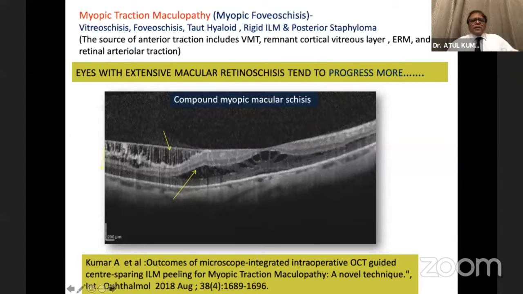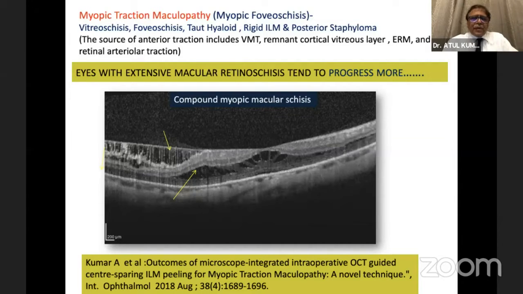I'll talk about one of the entities which we were probably missing out before because of improved imaging. Even the SDOCT can pick up all these findings. It need not be a swept source OCT, and the SDOCT or swept source OCT would pick up these myopic traction maculopathy. I get to see it day in, day out in so many patients who are myopics, and often we just ask them to follow up because they haven't progressed, but some of them do progress.